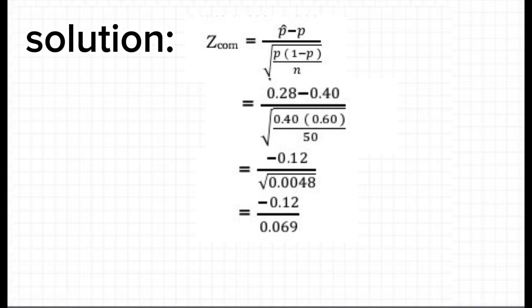Dahil wala na tayong ibang kukumputin, mag-stick in na tayo sa ating last computation, which is negative 0.12 divided by 0.069 is equal to negative 1.739. So, our Z-com is negative 1.739.